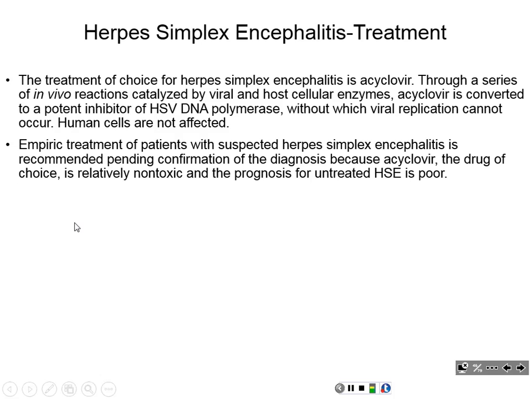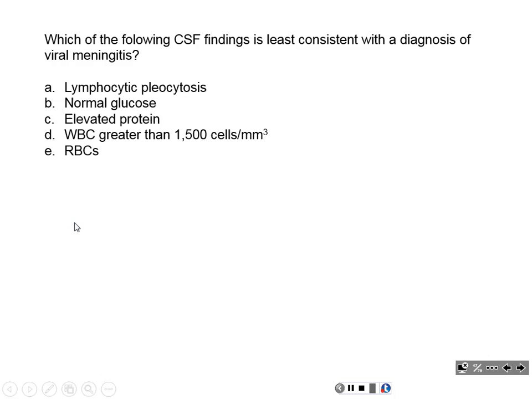And treatment of herpes encephalitis with acyclovir has brought the mortality rate from 70% without it down to 30% with it. I know that still sounds really bad, 1 in 3 still dying, but compared to 2 in 3, it's a lot better. And then a couple of questions and we'll take a break.